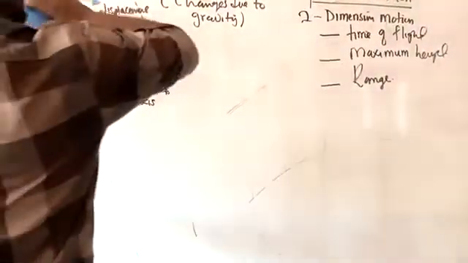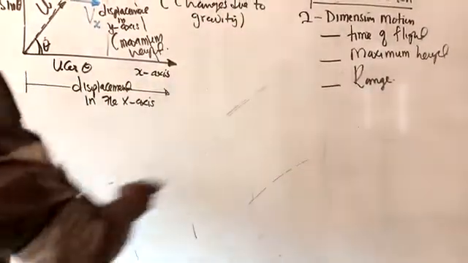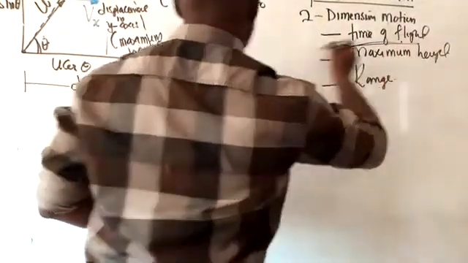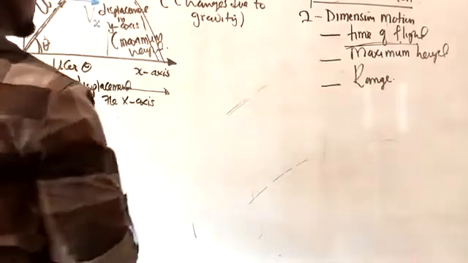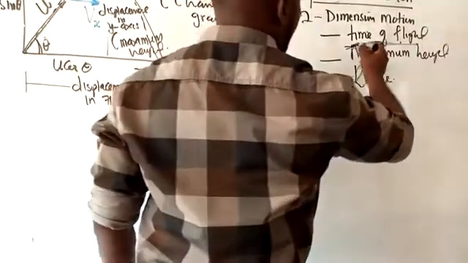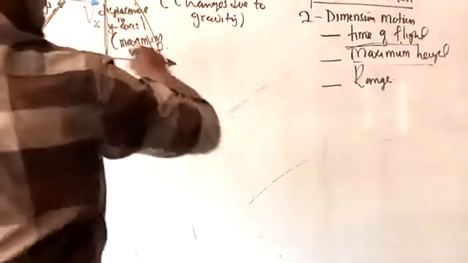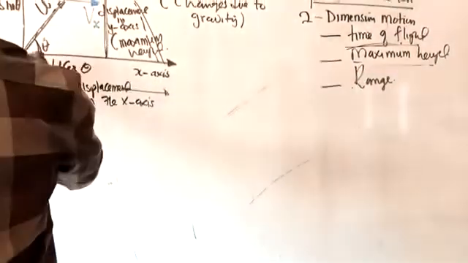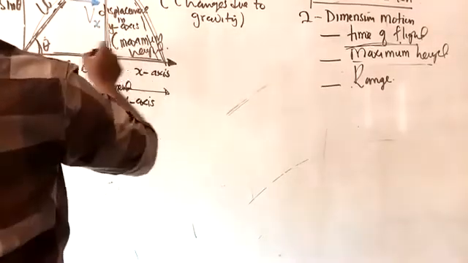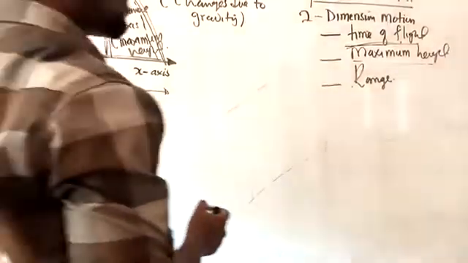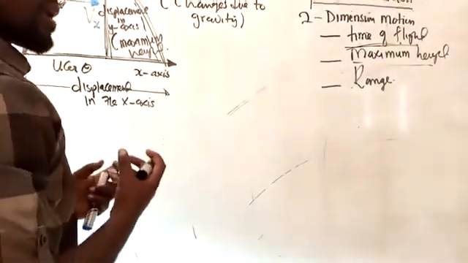All right, so we proceed. Before I delete that, remember the time of flight is the time it takes to go all the way up and come all the way down. The maximum height is this one here, and the range is this one there. So the time of flight, maximum height, and range are the three parameters that we need to understand, and we need to know how to arrive at those.